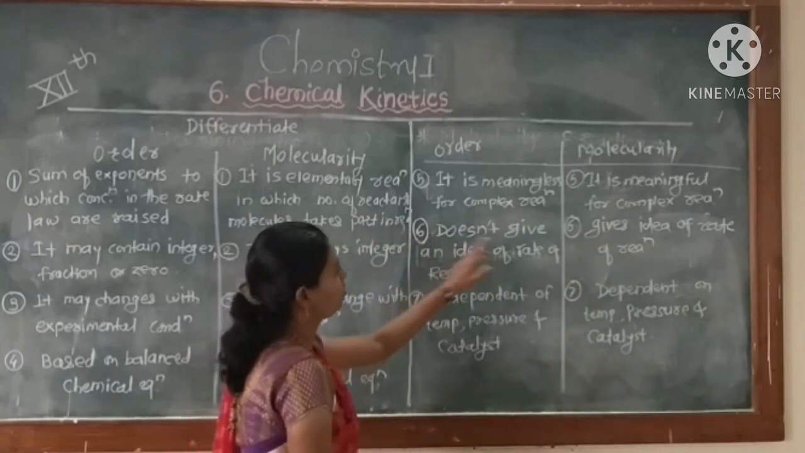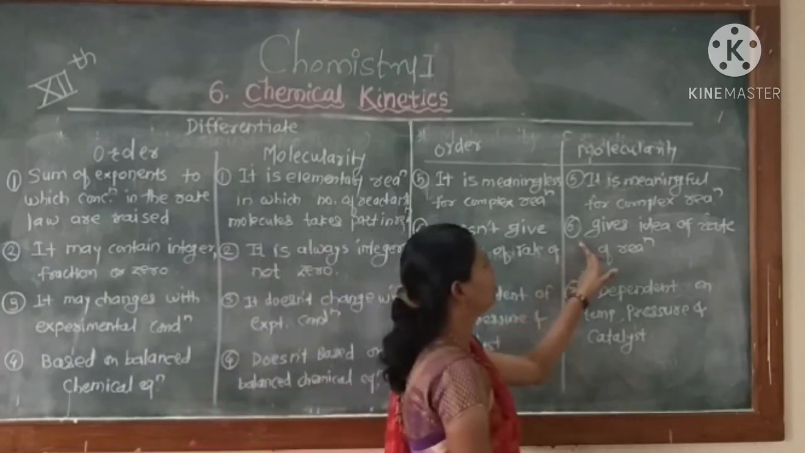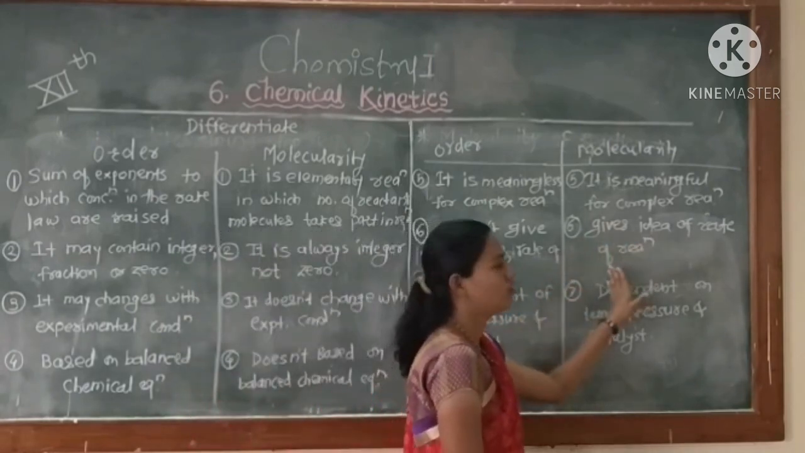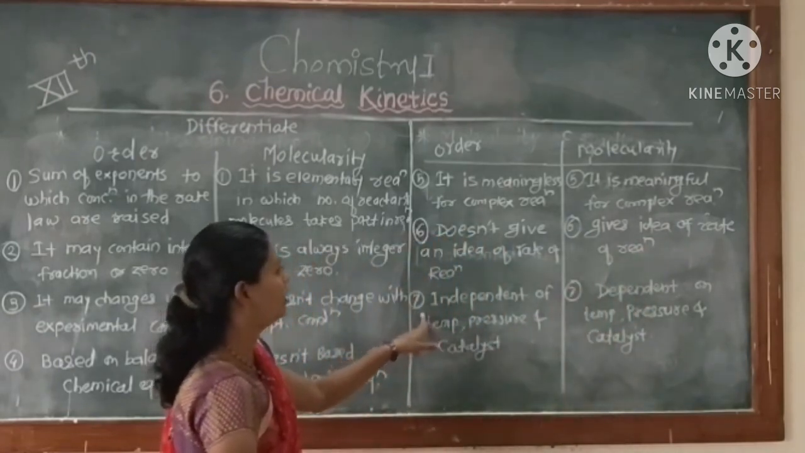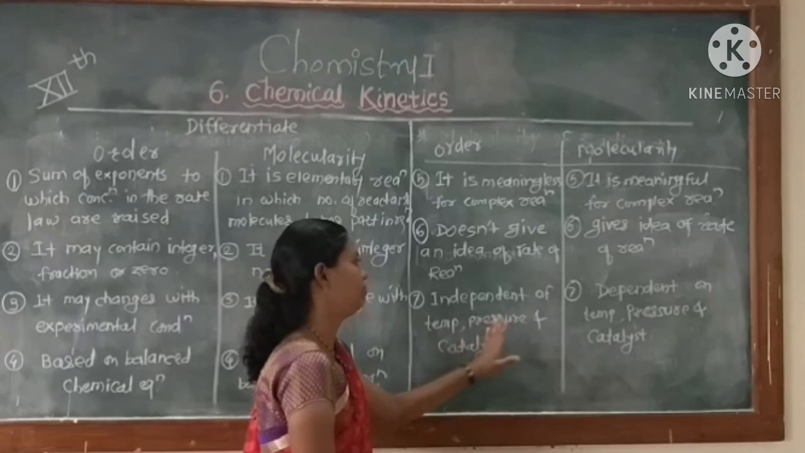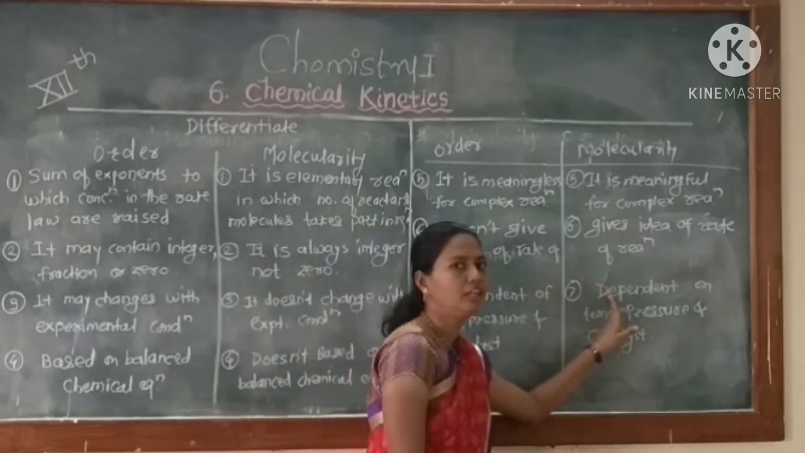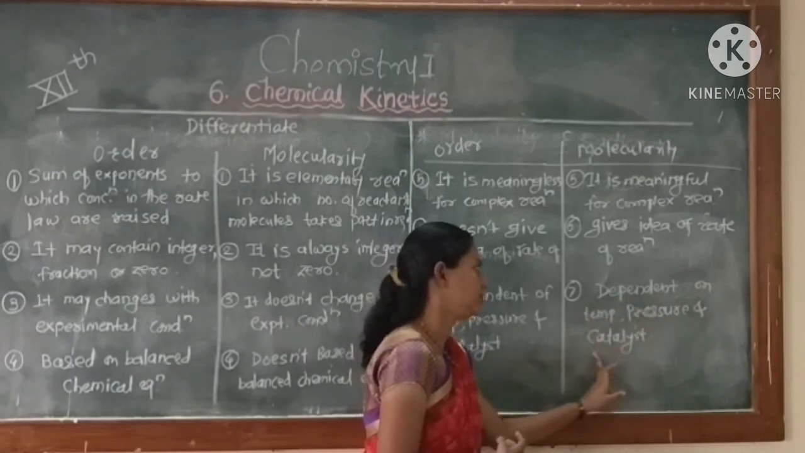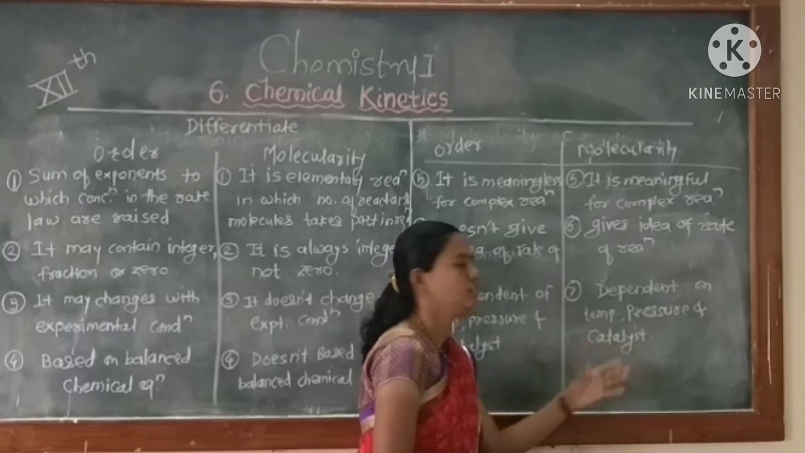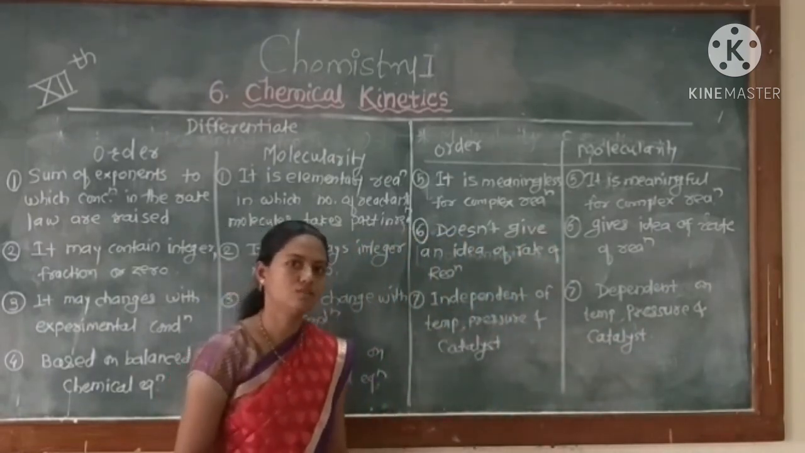The order does not give an idea of the rate of reactions, and molecularity gives an idea of the rate of reactions. And the last one: order is independent of temperature, pressure and catalyst, and molecularity is dependent on them. It means if temperature, pressure and catalyst change, the molecularity of that reaction also changes.